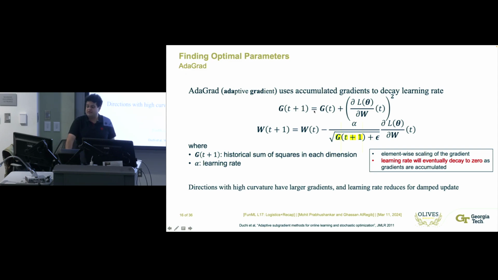So g of t plus 1 is g of t plus dou L by dou W whole square. So from the first iteration, you'll start off with g of 0 equal to 0. You don't have any accumulated gradient at the time, but after the first iteration, you'll start accumulating gradients and use that in order to decay your learning rate. Alpha becomes lesser and lesser compared to having a fixed constant, based on the fact that you'll have some g of t plus 1 and some epsilon, so that it doesn't become infinity. So g of t plus 1 is a historical sum of squares in each dimension.